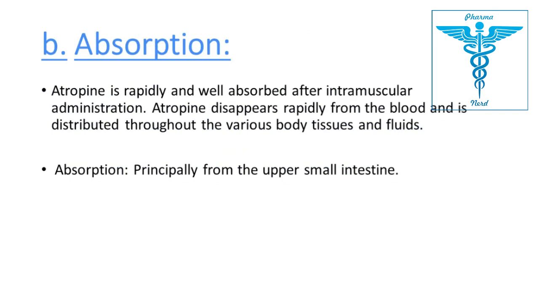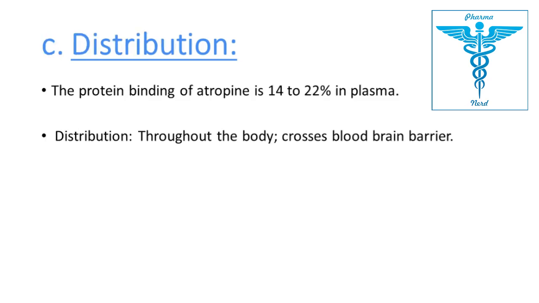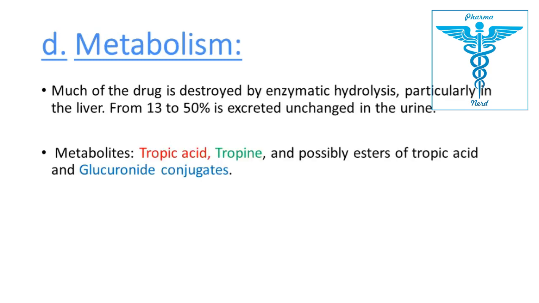Absorption: atropine is rapidly and well absorbed after intramuscular administration. Atropine disappears rapidly from the blood and is distributed throughout various body tissues and fluids. Absorption is principally from the large intestine. Distribution: the protein binding of atropine is 14 to 24% in plasma, with distribution throughout the body across the blood-brain barrier.